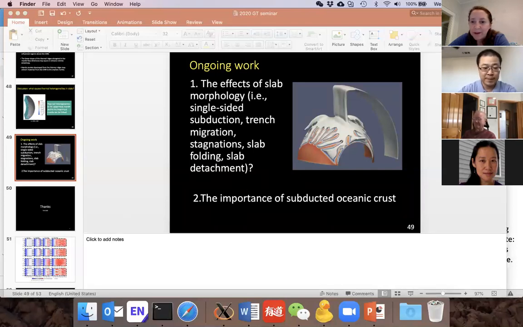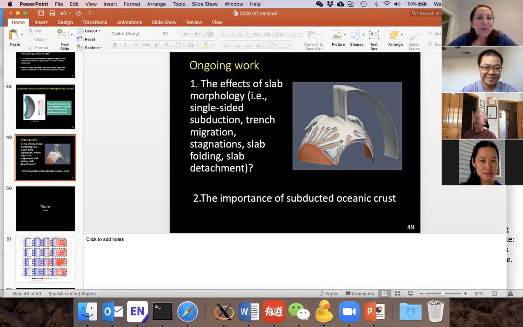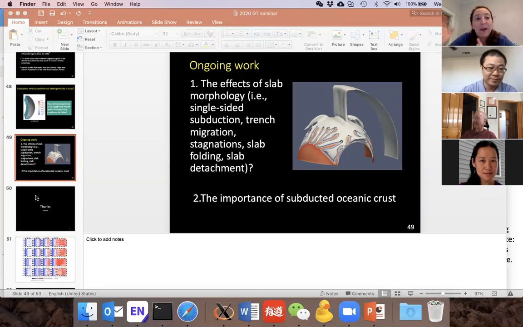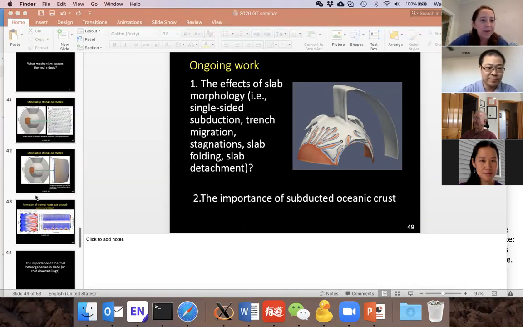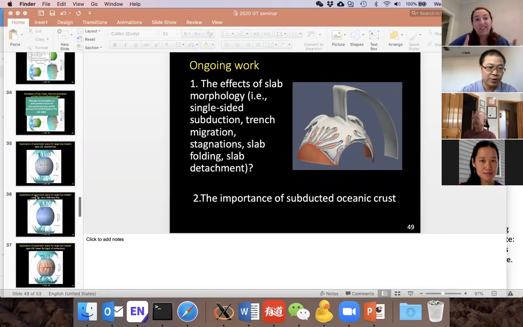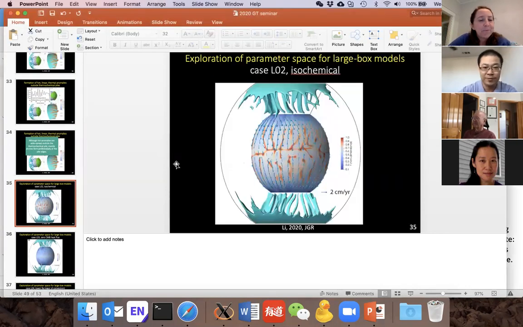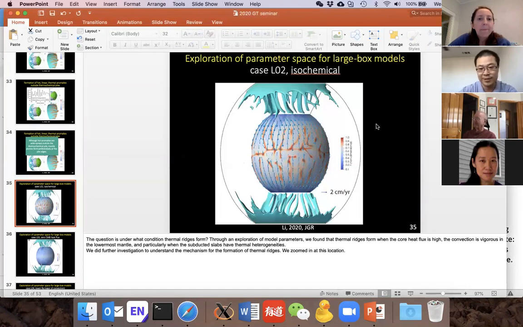Thank you. Are there any other questions? Well, I'm going to ask one before we go. Looking at some of your figures where you zoomed in to the lowermost mantle, are all the ridges forming about the same distance from the edge of the slab? Or are there any parameters? Almost the same distance, right? But not all thermal ridges have a perfect linear structure. They can be distorted due to changes in the surrounding mantle flow.